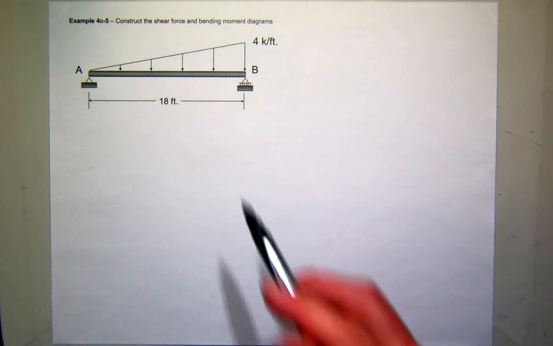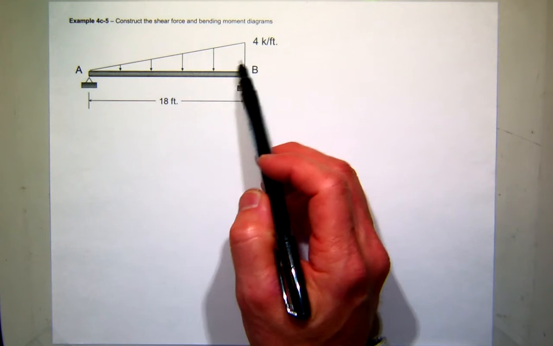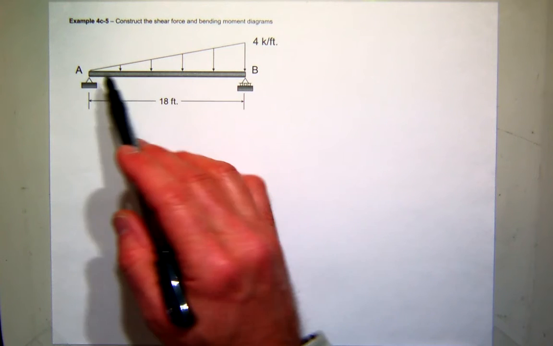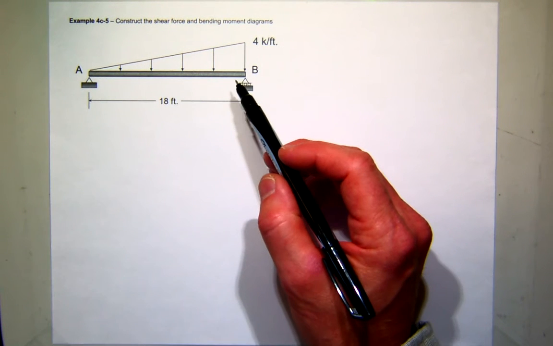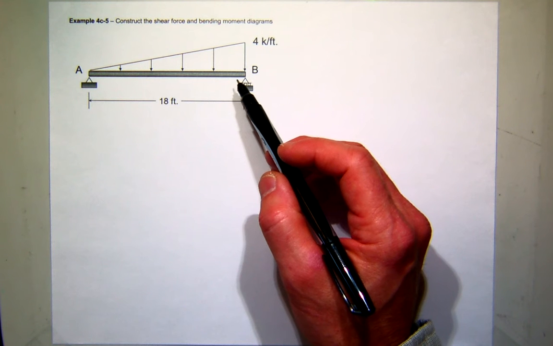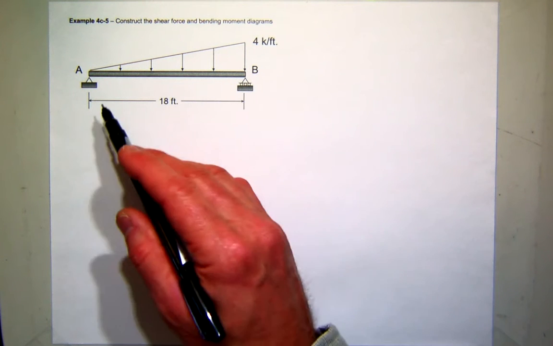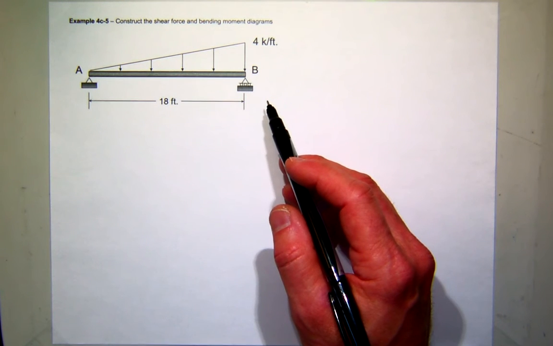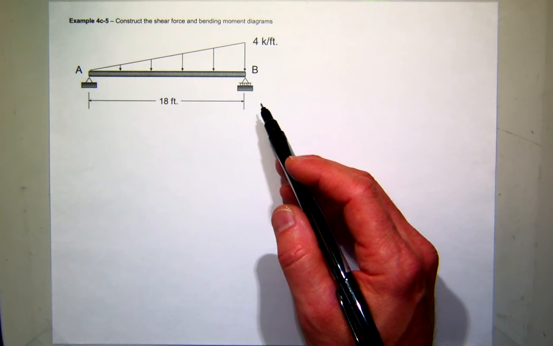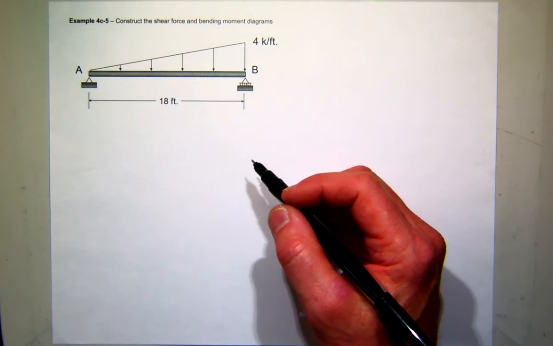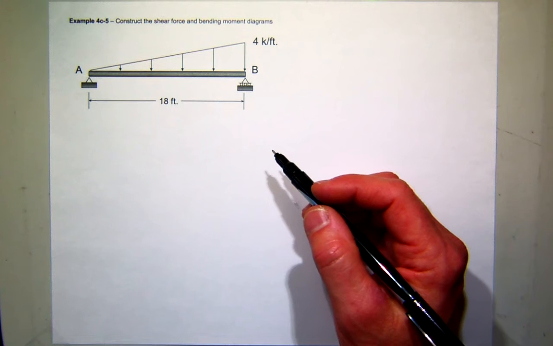Alright, so here's a problem. Again, we want to construct the shear force and bending moment diagram for this. We have a nice continuous load. Just a little aside, if I had to write an equation for shear force and bending moment as a function of x, could I do that here easily? I think so. So a strategy would be to do that and simply just plot the equations.